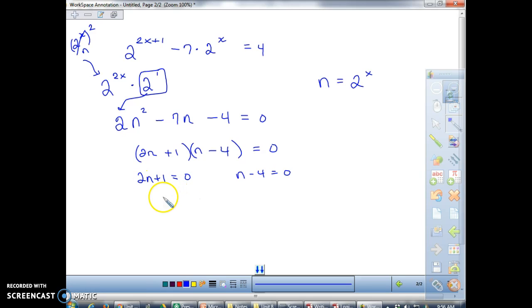I could go ahead and solve for this. I'll show you a different approach. So n is negative 1/2 and n is 4. And so could I right now just say n is 2 to the x and then 2 to the x? Now, how would I solve these? Same thing. I would do what? Use the log. Take the log of both sides or the ln of both sides.